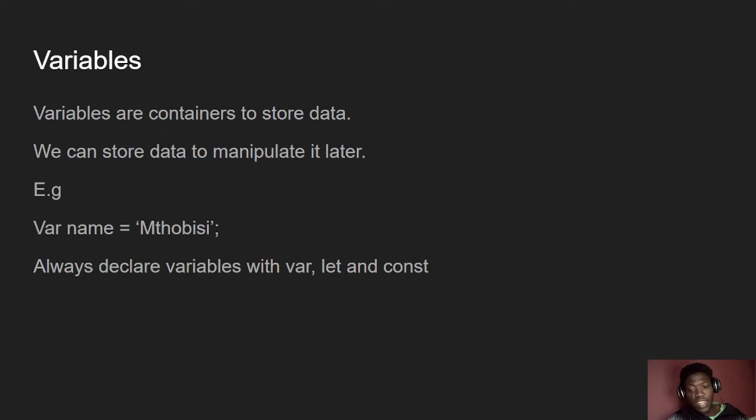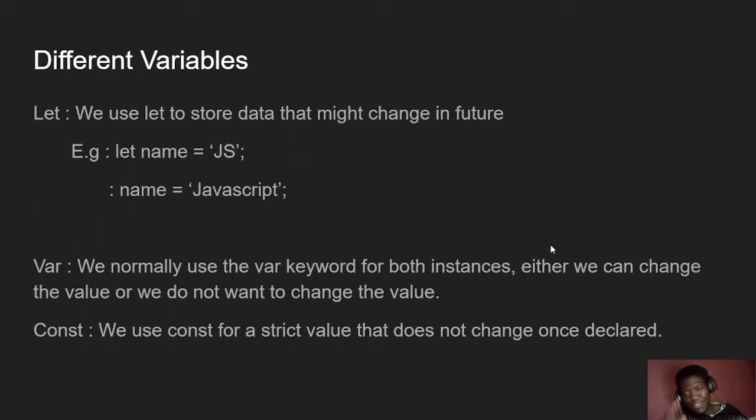Don't mind the var, it's what we tell our compiler that we want to make a variable called name so that we can use that later in our code. And then we always declare variables with var, let, and const. So far that's what you need to know. And then there are different variables, right?